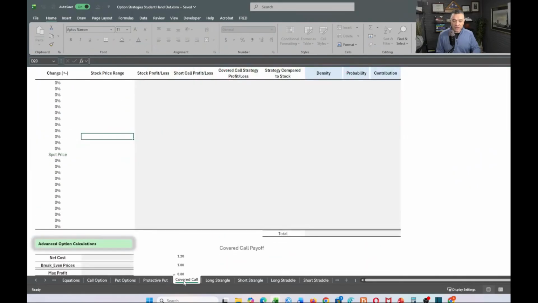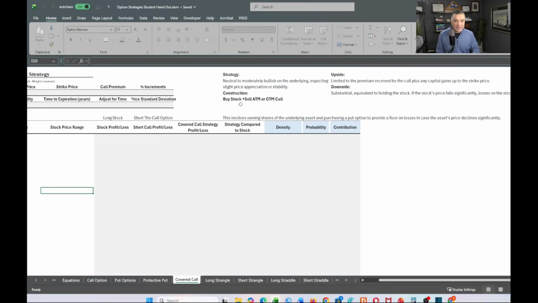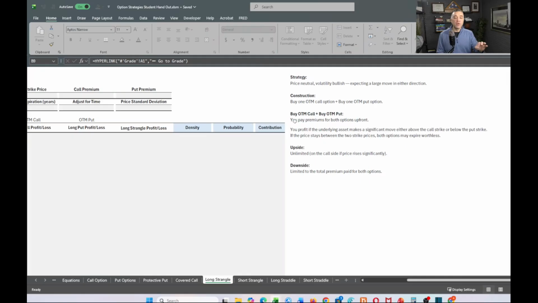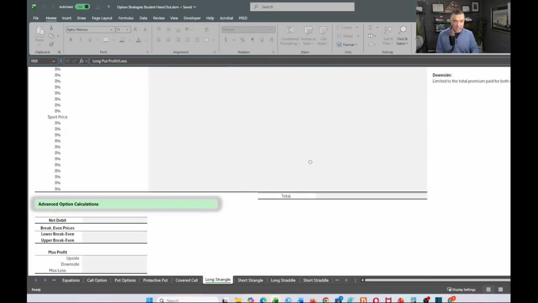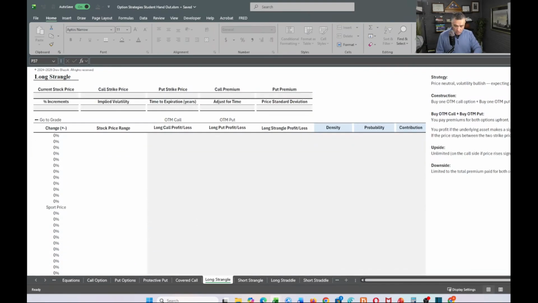And then here's a covered call. Again, buy the stock, and sell an at-the-money or out-of-the-money call. That's the strategy. Then you want to go to a long strangle, and it'll tell you exactly what to do. Buy an out-of-the-money call, then buy an out-of-the-money put, and you combine them. There you go. You long the call, and if you don't know what to do, it shows it right there. And then you long the put. Then you can plug in all the numbers, do the calculation, and find the expected profit and all that.